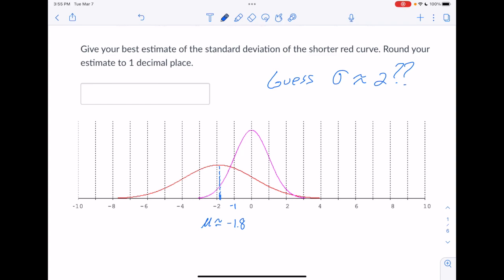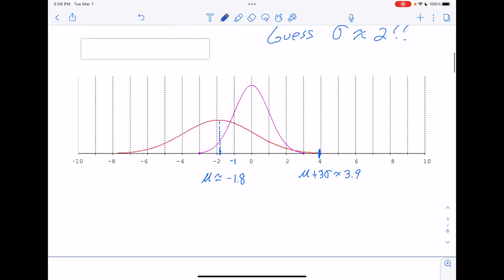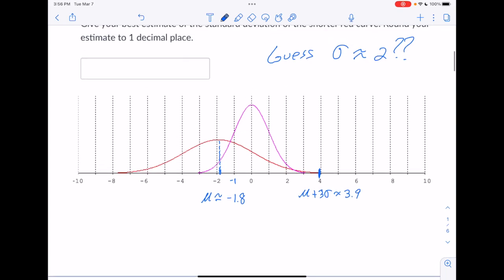The other thing we know is that curves flatten out and disappear about 3 standard deviations away from the mean. So looking at the red curve on the right and thinking about where it flattens out, that seems to be right about here, just to the left of the dashed line for 4. So that's mu plus 3 sigma. I would say that's just short of 4, so maybe something like 3.9. Once you establish those two things, a guess at the mean and a guess at the flattening out spot, mu plus 3 sigma, you can use those two together to come up with your guess for sigma.